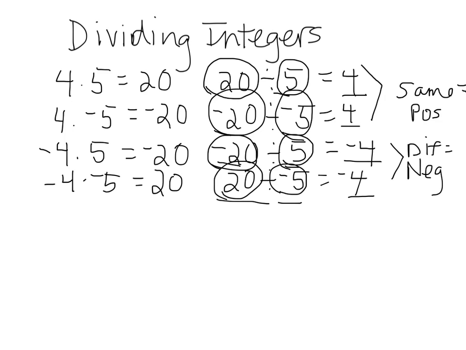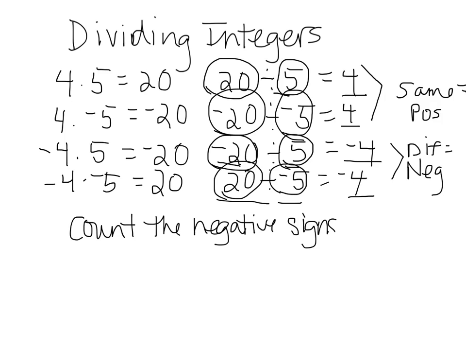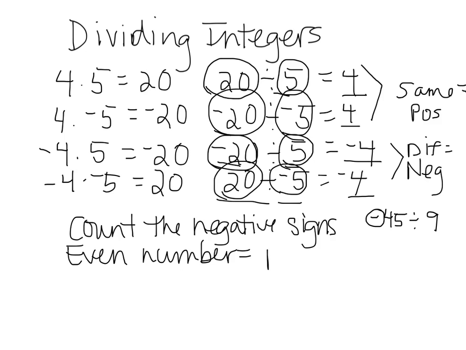But we can also still bring it down to the overarching rule for multiplication that we learned. And that is count the negative signs. And we're talking just in the problem. Like if I say negative 45 divided by 9, this is the problem. There's one negative sign there. An even number of negatives equals a positive. An odd number of negatives equals a negative.